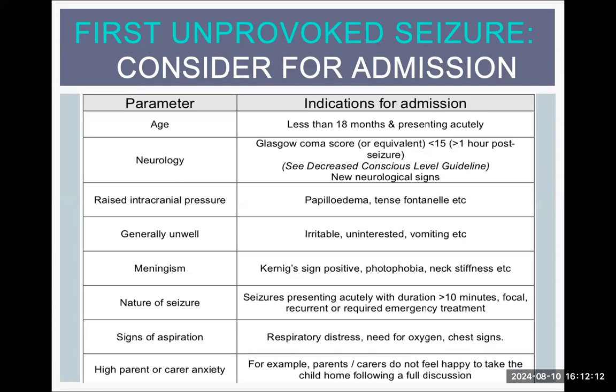So now talking about the admissions, there are specific indications where you will consider admitting those children. So first thing is the age. The age limit is 18 months. If less than 18 months, this is an indication to admit these patients. And in other resources, they mentioned 6 months. And then the neurological status of the child, the GCS, and how is he post-ictal or on your assessment now? And if there are any neurological signs.